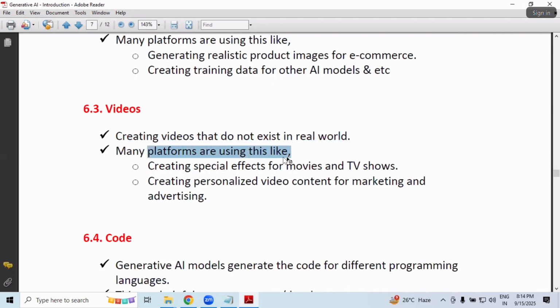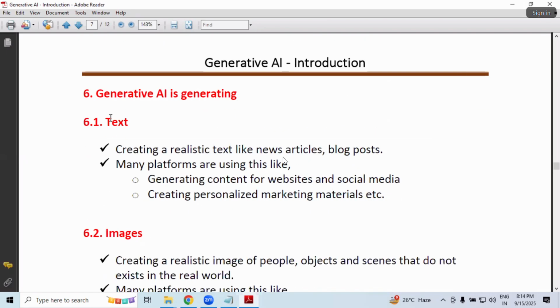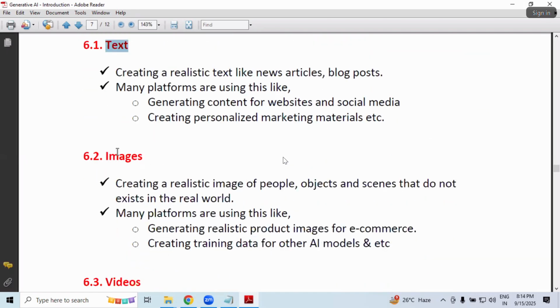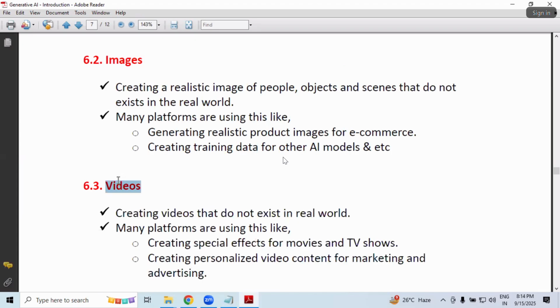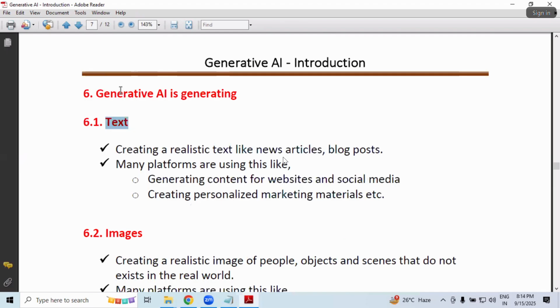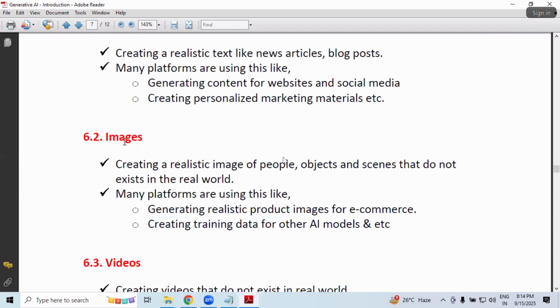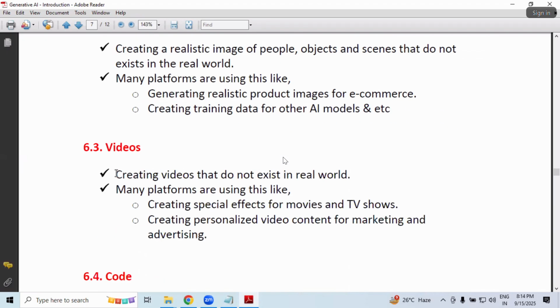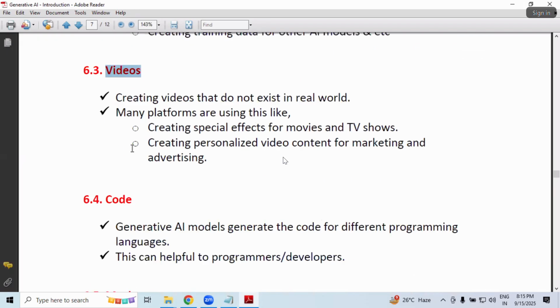Many platforms are using all these things. Can you tell me what is the first one? Text it is generating. Next one, images. Next one, video. Why is it generating text? Because in this world there is more text data. Generative AI is already trained with all the text data, so it regenerates new text. Why is it creating images? It has more data about images. More and more images. The next one, more and more videos also.